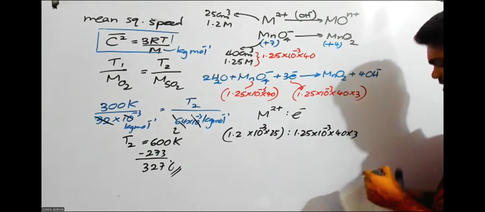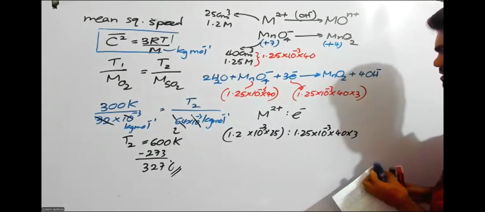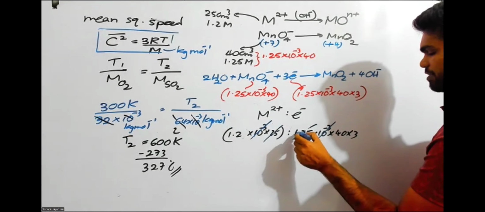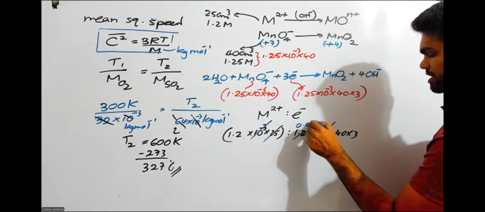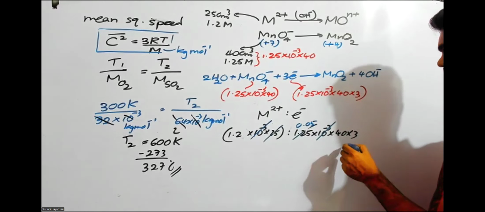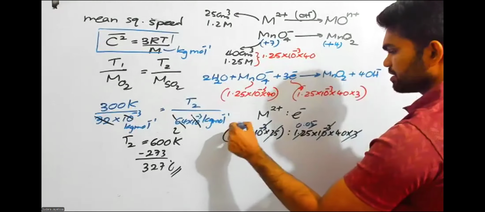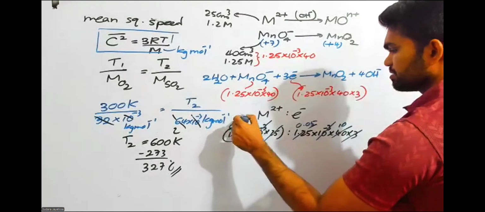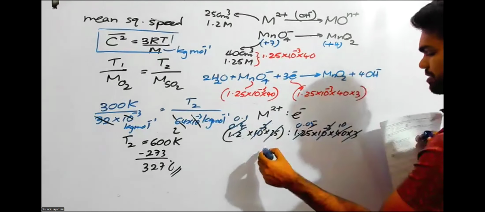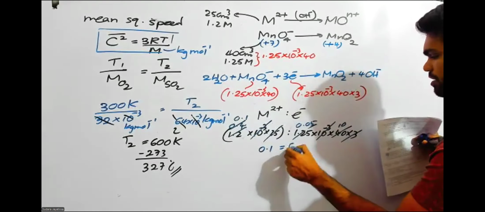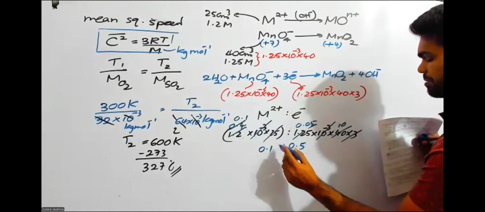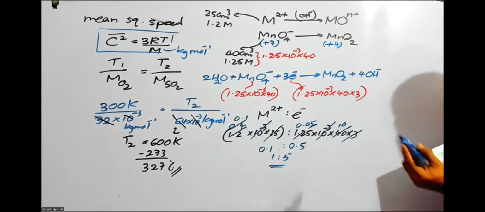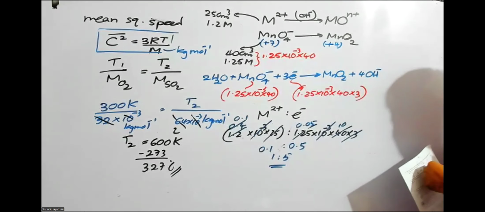40 into 3. So now we can simplify and see the simplest ratio. Here, these get cancelled. 25 to 125, you have 5, 0.05. And then here you can cut 0.4. And this also can be cut, 0.1. So here, 0.1 to 0.5. That means 1:5. That means this M2+ is accepting 5 electrons.